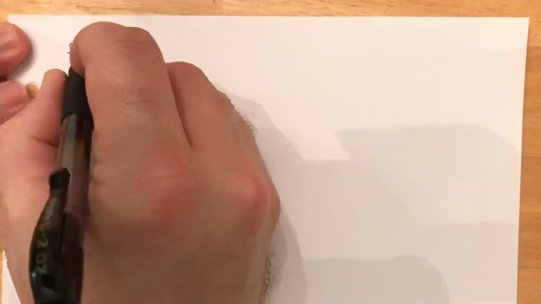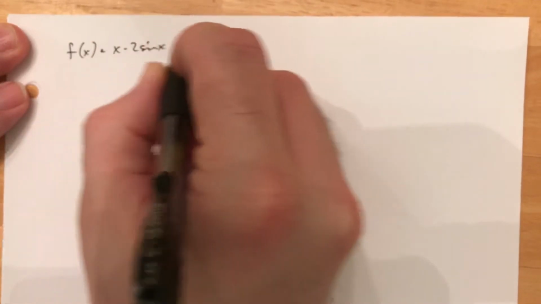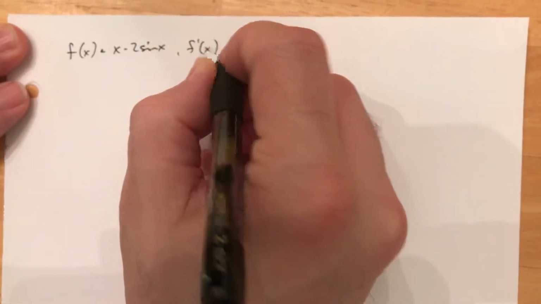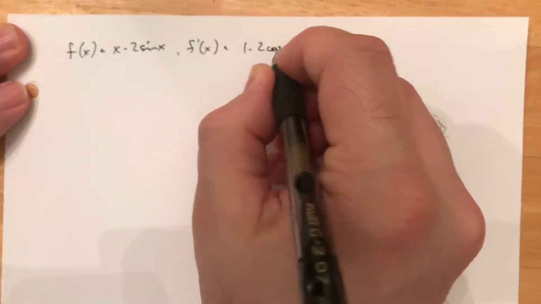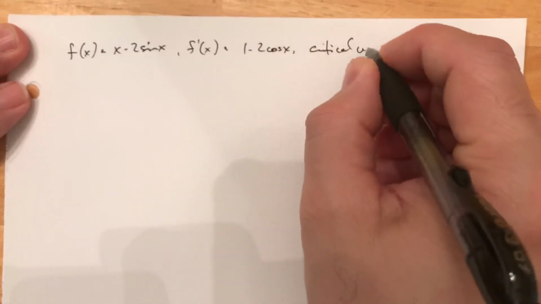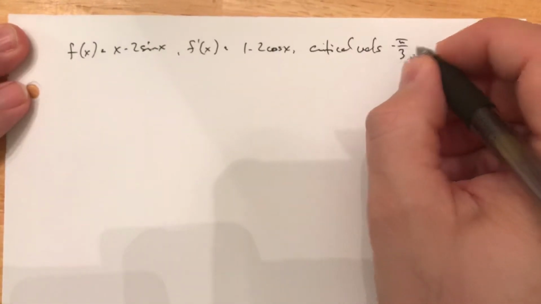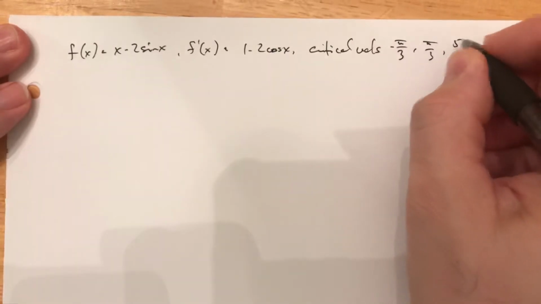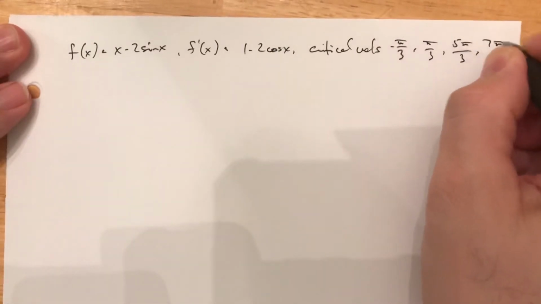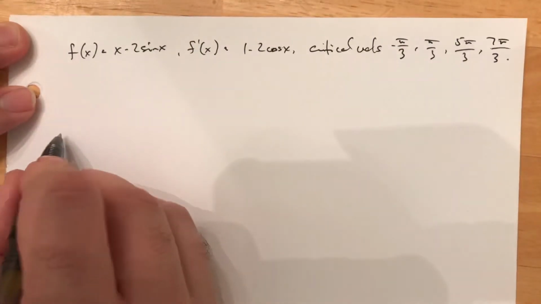Go on to our next page, and again we'll just summarize what we have. F of x is x minus 2 sine x. F prime of x is 1 minus 2 cosine of x, and our critical values are negative pi over 3, pi over 3, 5 pi over 3, and 7 pi over 3. Divide up our number line.